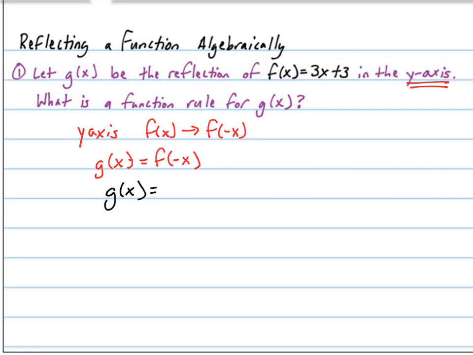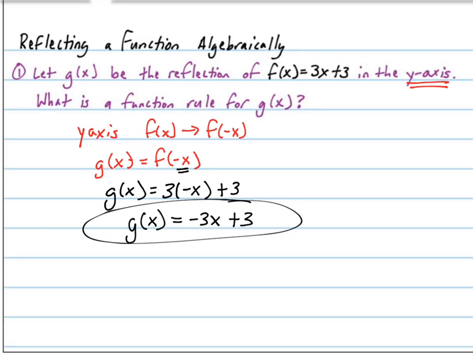We already know f of x equals 3x plus 3, but we need to make our input, or our x value, negative. So that means we're going to write it as 3 times negative x plus 3, because we're changing the x value since we're reflecting over the y-axis. So in reality, the function g of x is just negative 3x plus 3 when we simplify it.